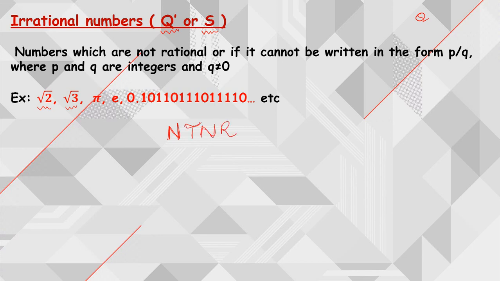So what is that? Non-terminating, non-recurring decimal, that is NT NR. This is the short form that you can remember. For rational numbers you have terminating decimal and non-terminating repeating decimal. If you have these two formats, then you can simply say that the given number is rational, whereas for irrational numbers it should be of this form, non-terminating, non-repeating decimal. Then we can say that the given numbers are irrational numbers.